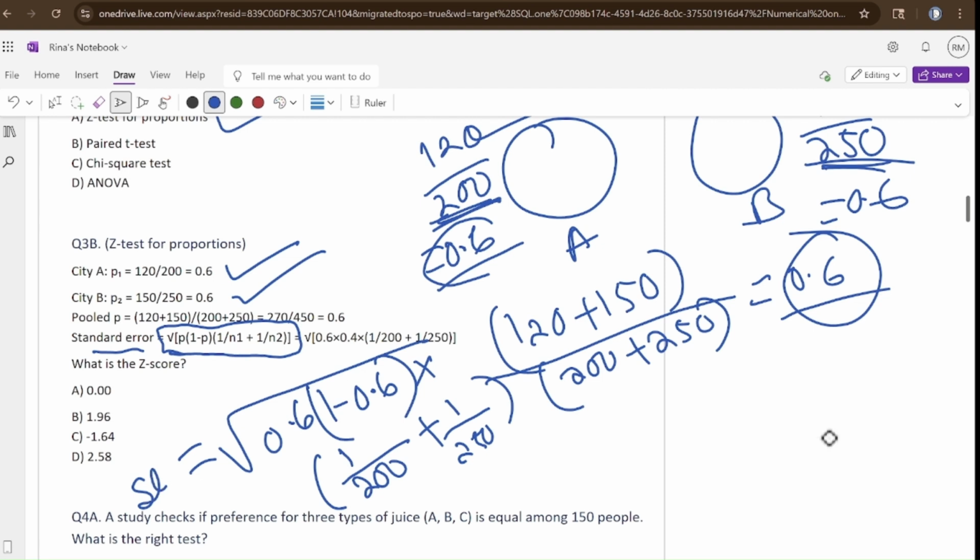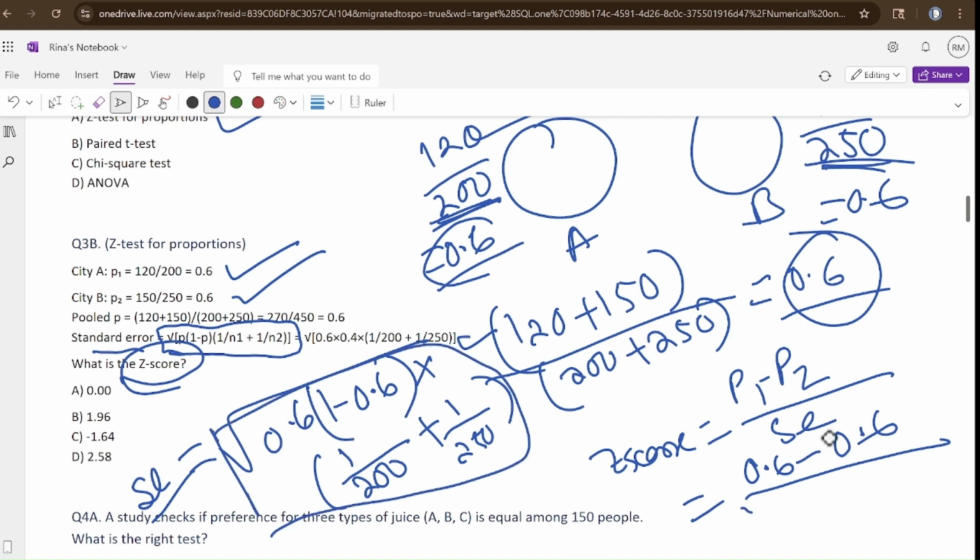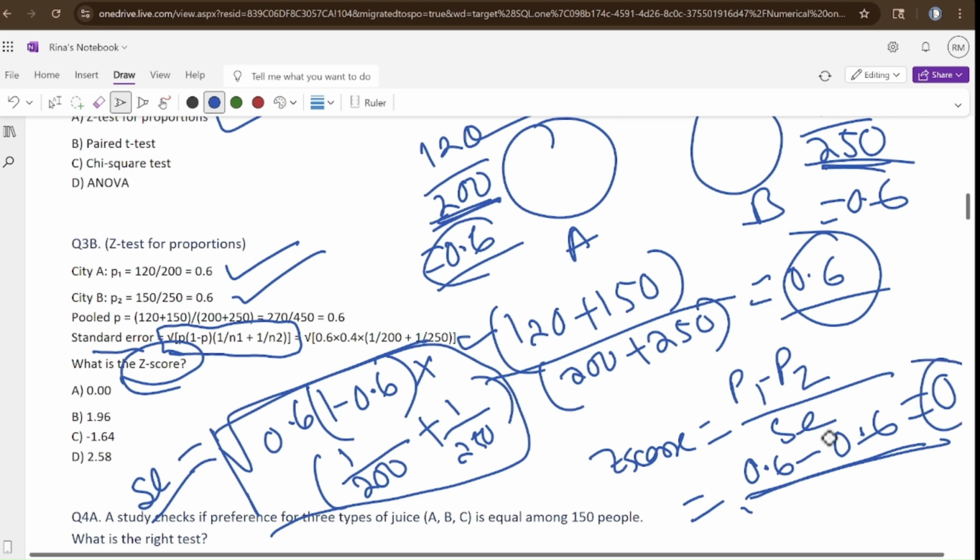Now what is the Z-score? The Z-score formula is P1 minus P2 divided by standard error. So here P1 is 0.6 minus P2 is 0.6, divided by whatever value we get from here. But 0.6 minus 0.6 equals 0, so the final value will be 0.